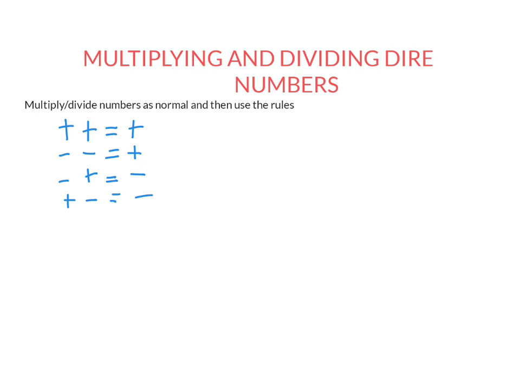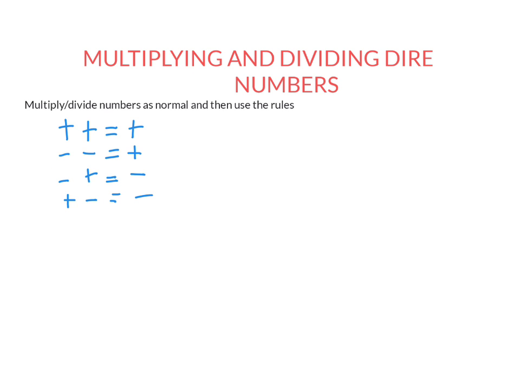Thank you so much for tuning into this video in which we'll go through everything you need to know about multiplying and dividing directed numbers. Fortunately, it's really easy. You just multiply or divide the numbers as normal, and then you use these rules here. Two positives make a positive, two negatives make a positive, one positive and one negative make a negative.